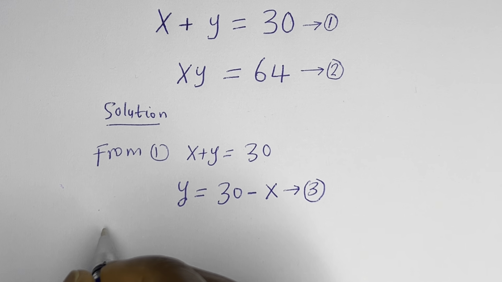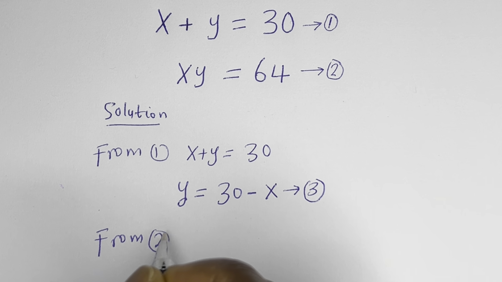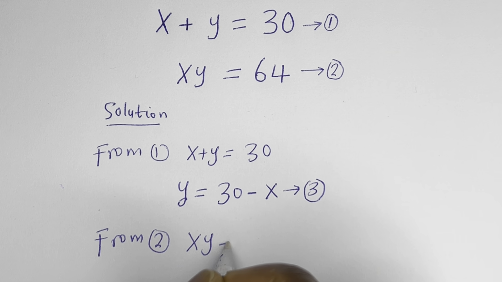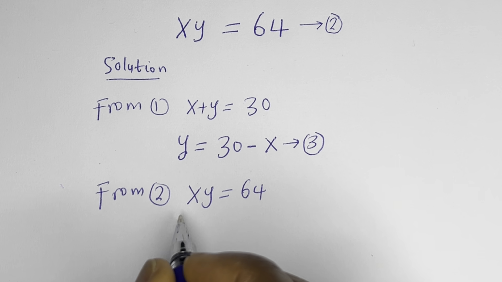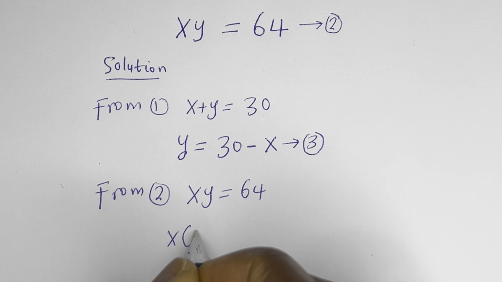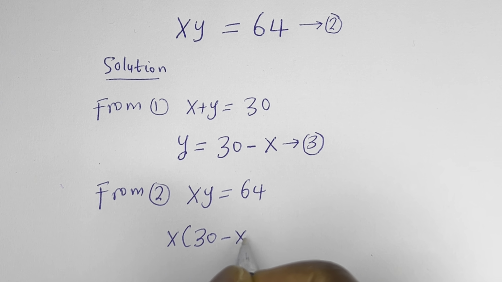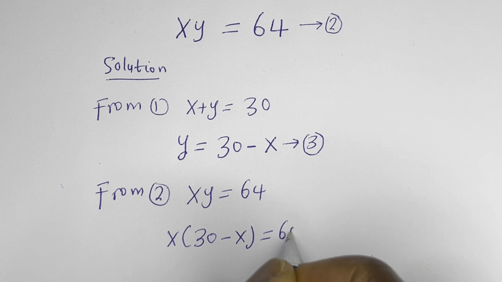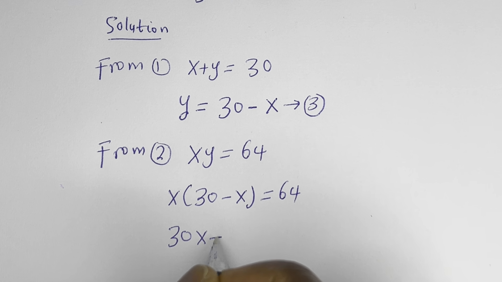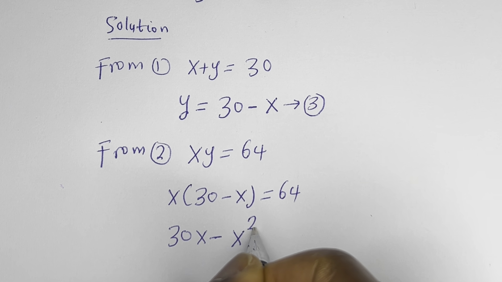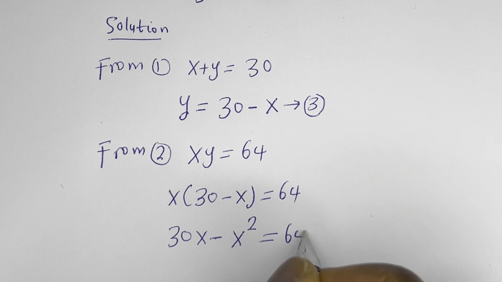Then from equation 2, xy is equal to 64. Now let's substitute for y. We have x bracket 30 minus x is equal to 64. x multiplied by 30, this is 30x, minus x multiplied by x, this is x squared, is equal to 64.